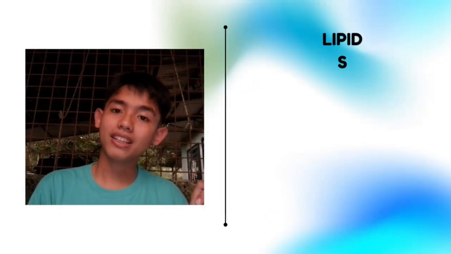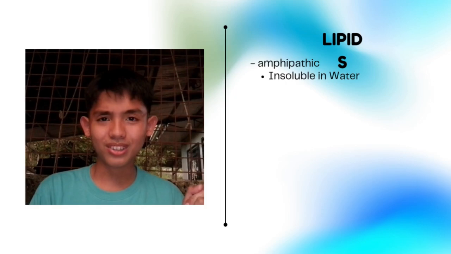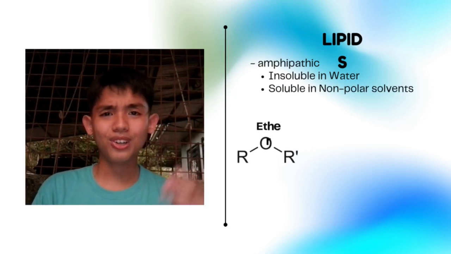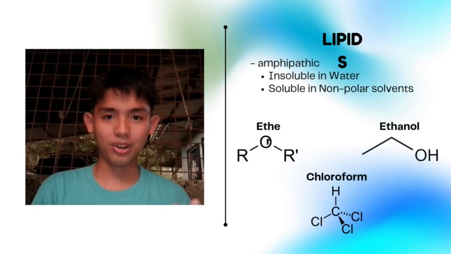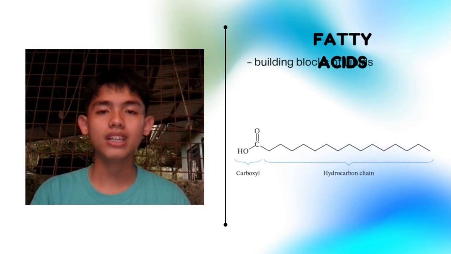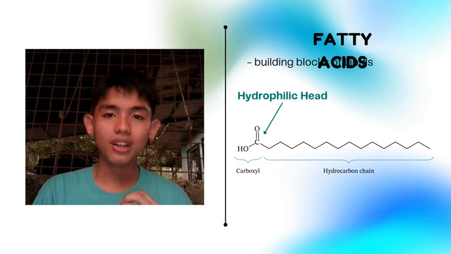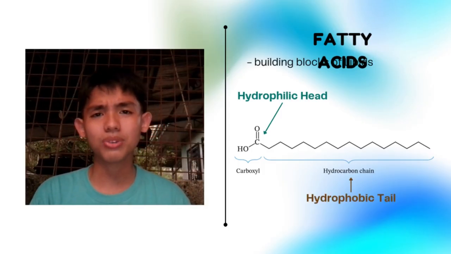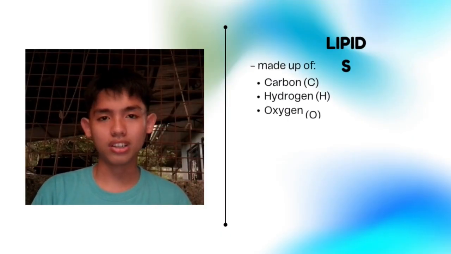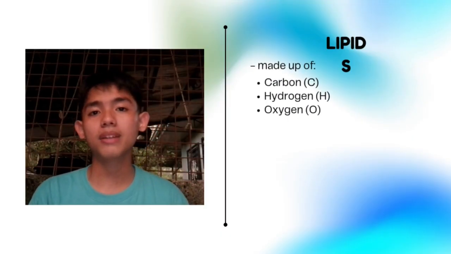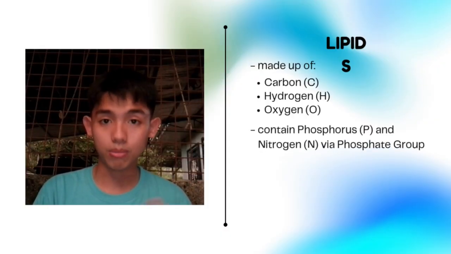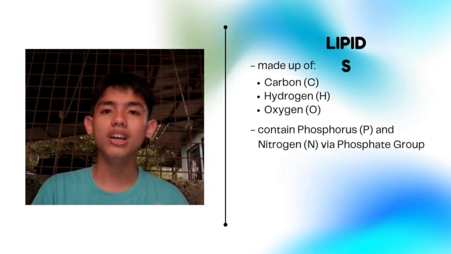Lipids are amphipathic compounds insoluble in water but completely soluble in nonpolar solvents such as ether, chloroform, and ethanol. Fatty acids are the main primary building blocks of lipids. They have a carboxylic acid head and a long hydrocarbon tail, which are the reasons why they are amphipathic. They are made up of carbon, hydrogen, and oxygen, but much less oxygen than can be found in carbohydrates. They also contain phosphorus and nitrogen in most parts, especially in what they call the phosphate.